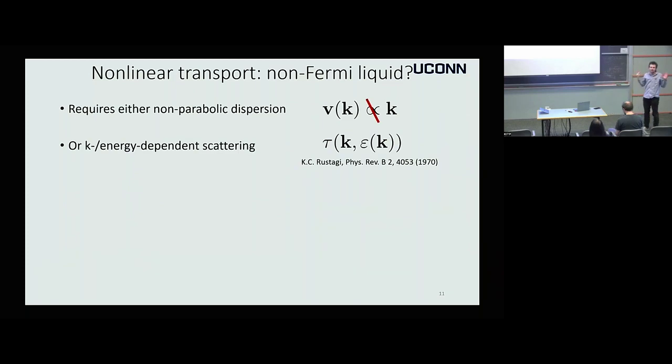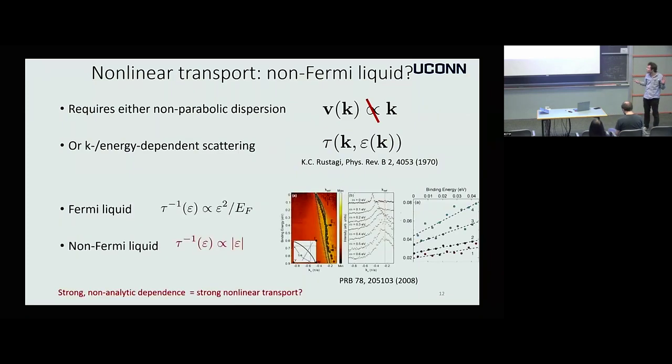So what does this all have to do with non-Fermi liquids? It's the scattering rate. One way you can compare a Fermi liquid and a non-Fermi liquid is that the quasi-particle scattering rate in a Fermi liquid goes as the energy of the quasi-particle squared, whereas in a non-Fermi liquid it will be linear. And here's a beautiful illustration of that.